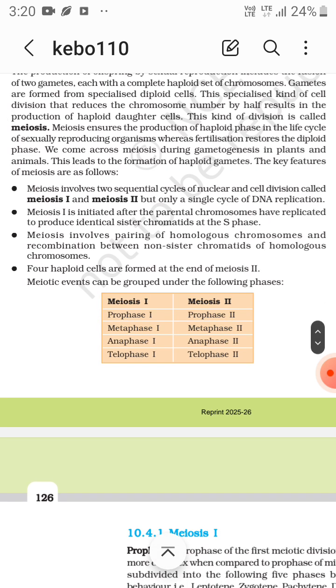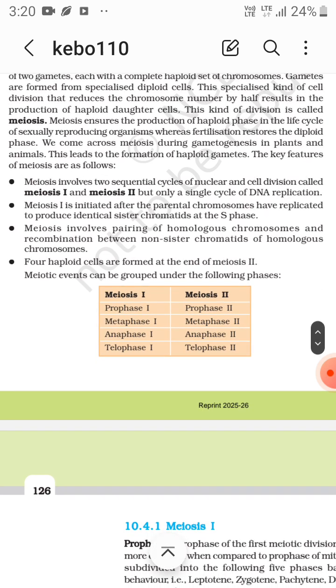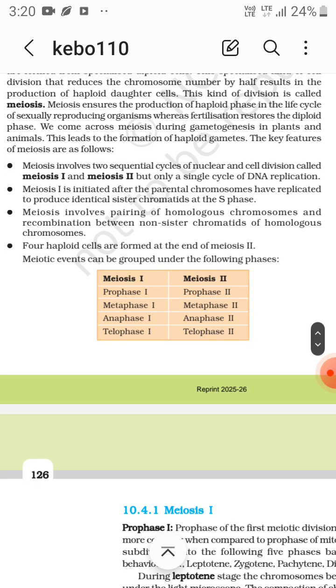Meiosis 1 is initiated after the parental chromosomes have replicated to produce identical sister chromatids at the S phase. Meiosis involves pairing of homologous chromosomes and recombination between non-sister chromatids of homologous chromosomes. Four haploid cells are formed at the end of meiosis 2.